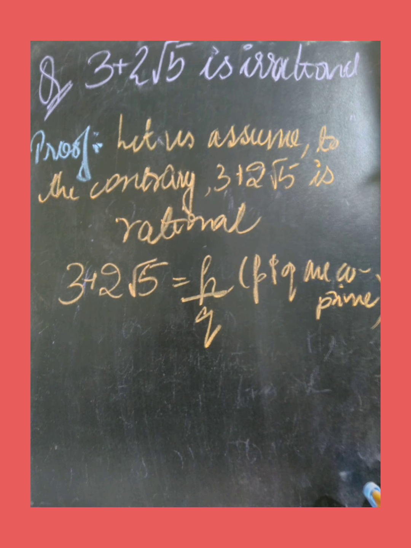Similarly, now I have one more question, that is, 3 plus 2 root 5 is irrational. I have to prove this. How to prove this irrational? Let's see. So again, let us assume to the contrary that 3 plus 2 root 5 is rational. So I can write 3 plus 2 root 5 is equal to p by q form, because a rational number can be written in p by q form where p and q are co-prime, right?